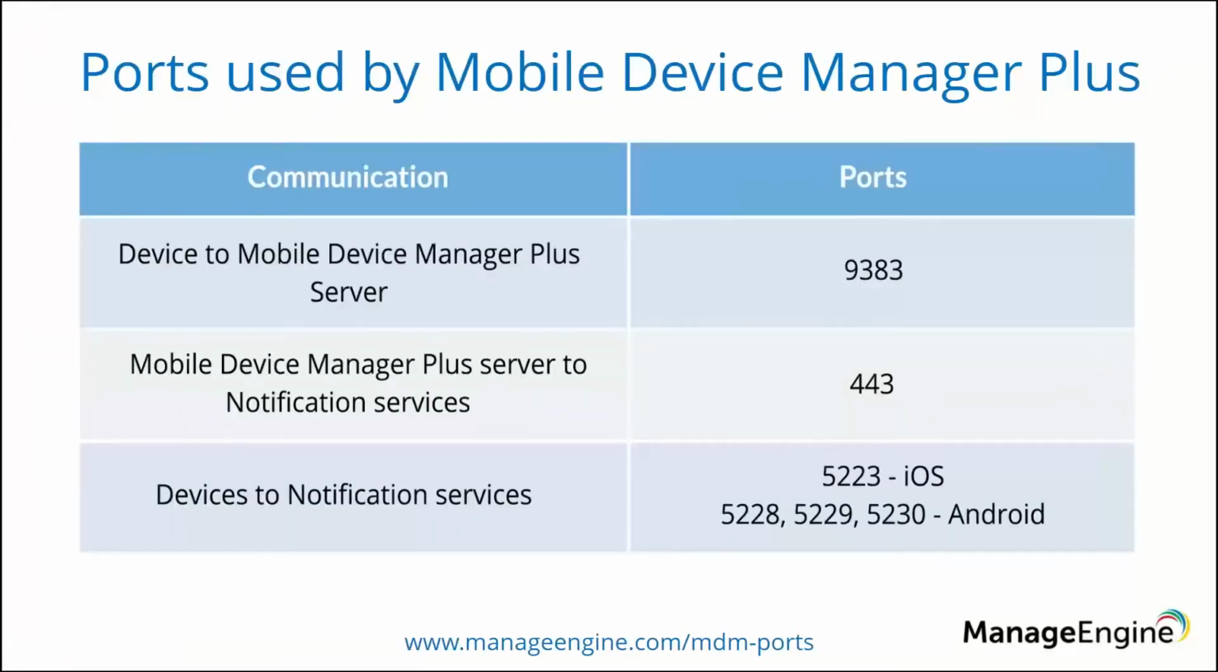As we saw in the previous slide, a lot of communications are happening between the server, the devices, and the notification services. In order to facilitate those communications, we need to keep certain ports open. For example, for the devices to contact MDM server, port 9383 must be kept open. To know the complete list of ports, you can visit the link given under the table.